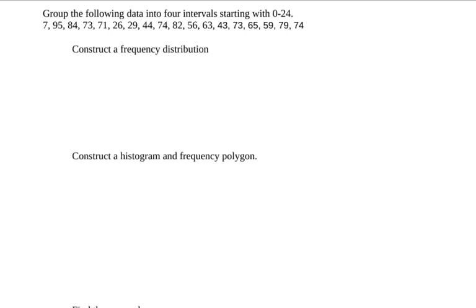In this example, we're going to group the data into a few different intervals. We're going to start off with 4 different intervals, starting with 0 to 24. To get from 0 to 24 you add 24. So to get from 25 to its top, I'm going to add 24, giving me 49. 50 to, I'll add 24 to that, I get 74. And 75, add 24 to it, we get 99.